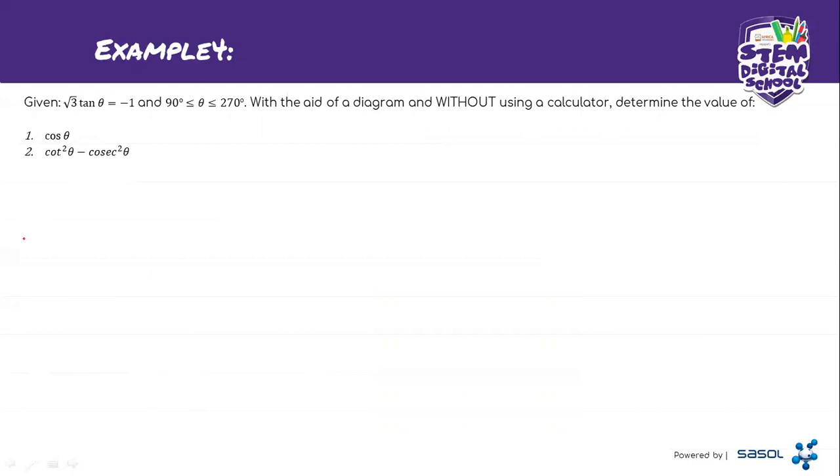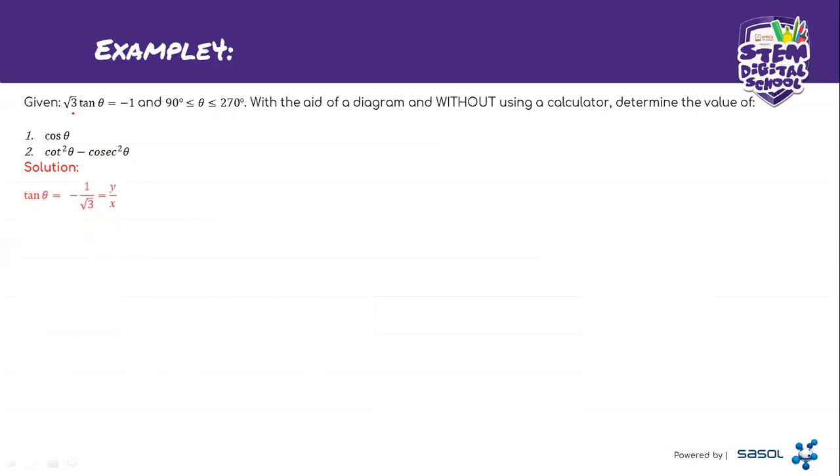All right, given that square root 3 tan theta equals -1, and the restriction says theta is greater than or equal to 90 and less than or equal to 270, with the aid of the diagram and without the use of a calculator, determine the value of cos theta. Now, first we need to draw the terminal arm. We need to know where the terminal arm is, which quadrant.